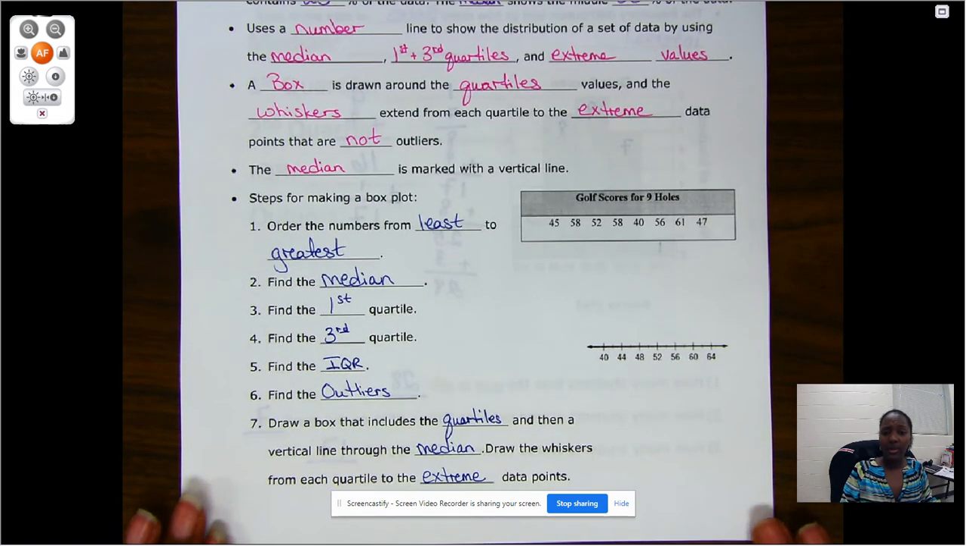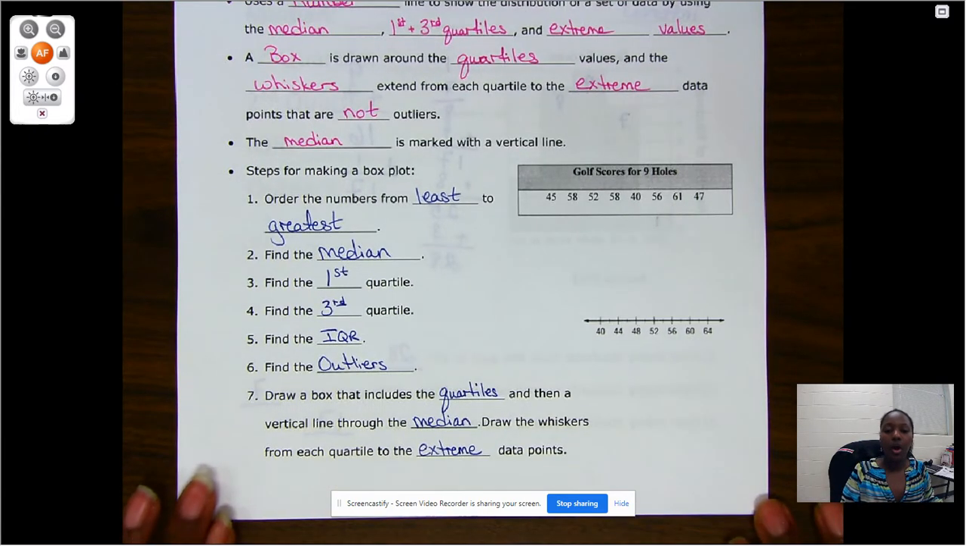You're like, oh my God, Miss, what are you talking about? This seems terrible. Promise you it's not. First step, order the numbers from least to greatest. Find the median. We've done that before. Find the first quartile. Find the third quartile. Find the IQR. IQR is short for interquartile range. And then number 6, find the outliers. Now that one, you may or may not have outliers. That one just depends on your data.